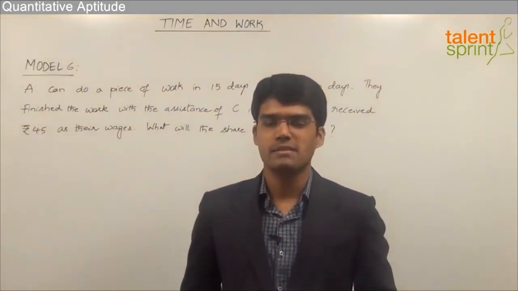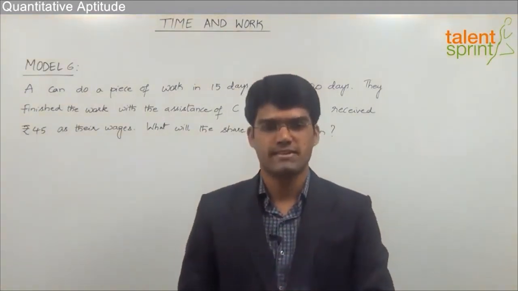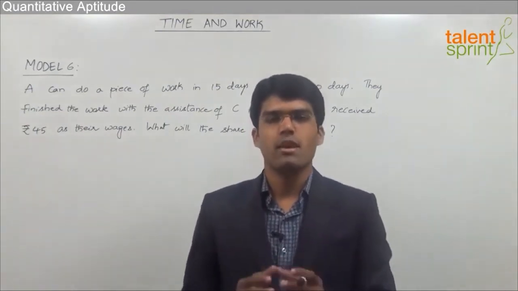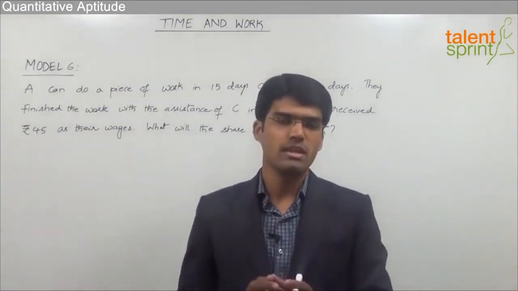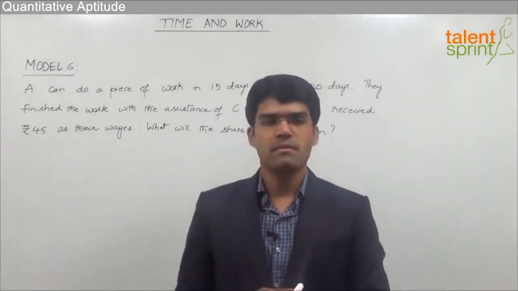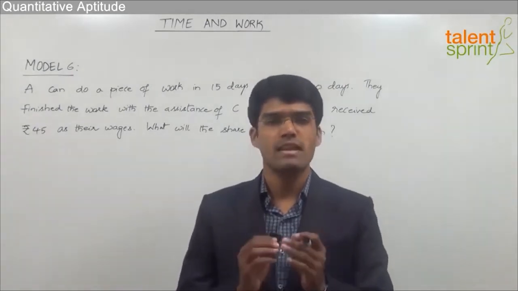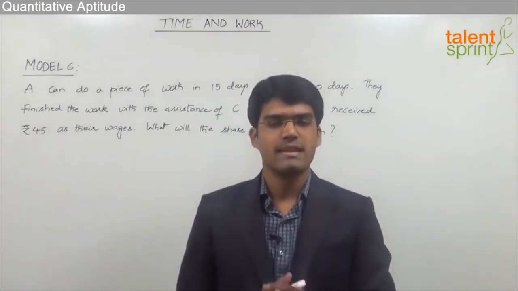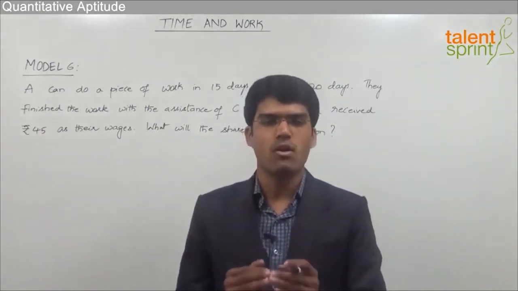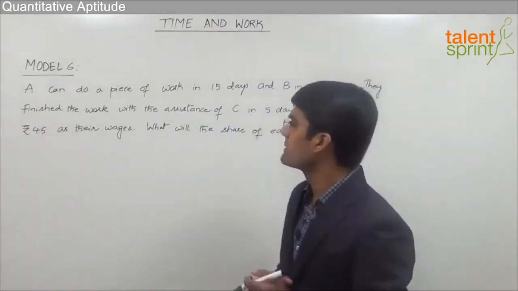Let us now look at the sixth model from time and work, which is based on the distribution of wages. That is nothing but the amount which a group of persons receives when they do a work together. So here we need to find out the individual shares of the persons. Remember friends, always the distribution of the amount should be done in terms of capacity of the persons. That is nothing but we should find out the capacity of each of the persons, and accordingly the amount should be divided among them. Let us look at the question here.